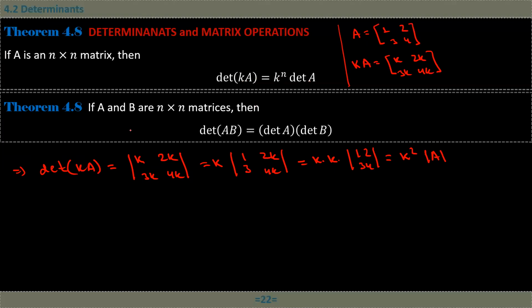And this is another important theorem. If A and B are n by n matrices, then the determinant of A times B is equal to the determinant of A times the determinant of B. The proof is also important, but it's easy to understand, so I'll skip it. Just use it as a fact: the determinant of AB equals the determinant of A times the determinant of B.